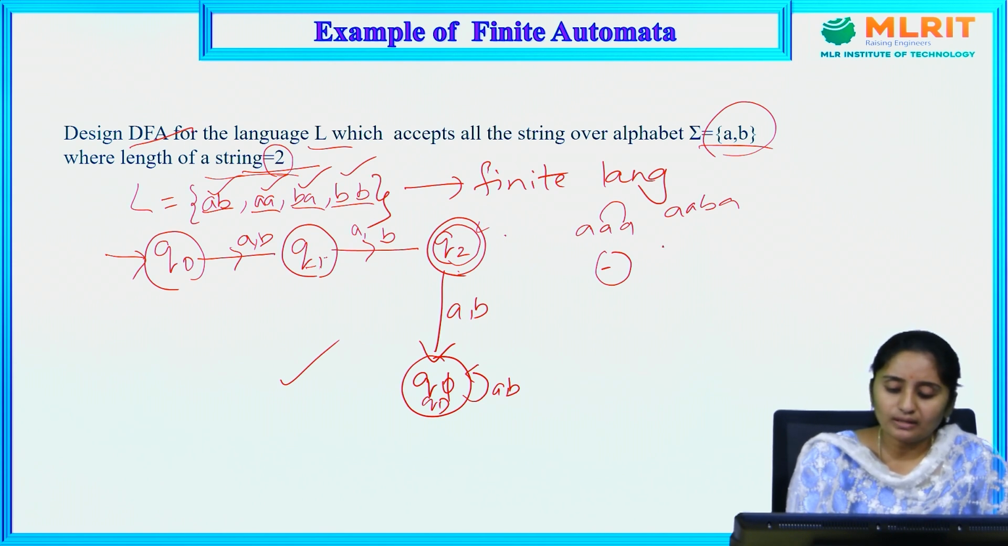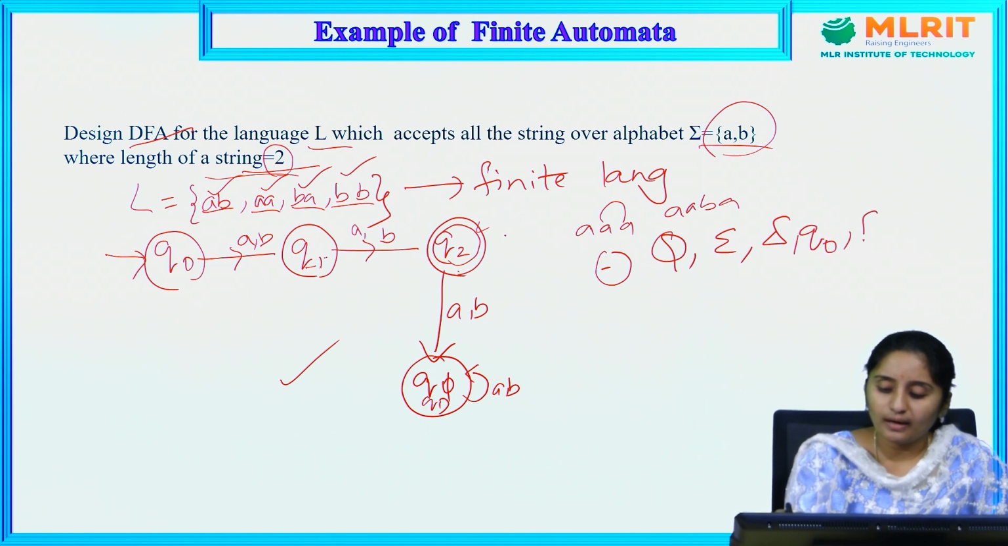So again, what are the tuples I am having here? Q, sigma, delta, Q0, comma, F. These are the 5 tuples I have. So what is Q? Q is nothing but the set of states. What are the set of states I have here? Q0, Q1, Q2. Okay. So these are the set of states, and Q phi is also a set of states.